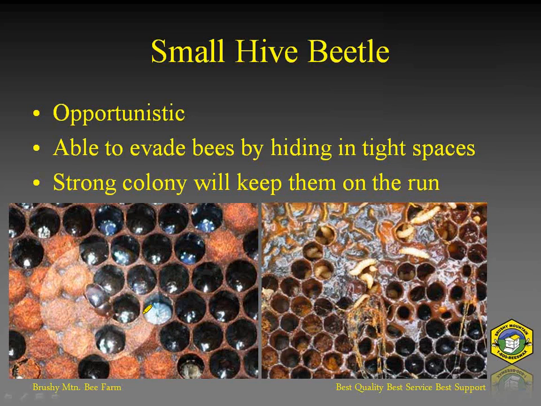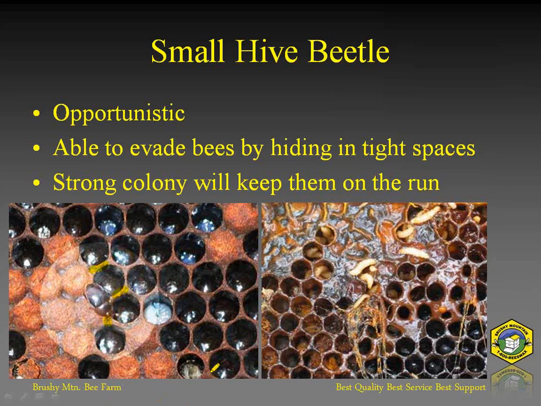There are some that are quite a bit bigger than this. You can sort of get a sense of size. Here's a worker cell. It's basically as long as a worker cell. They also, what's not very evident here, they have these clubbed antennae.